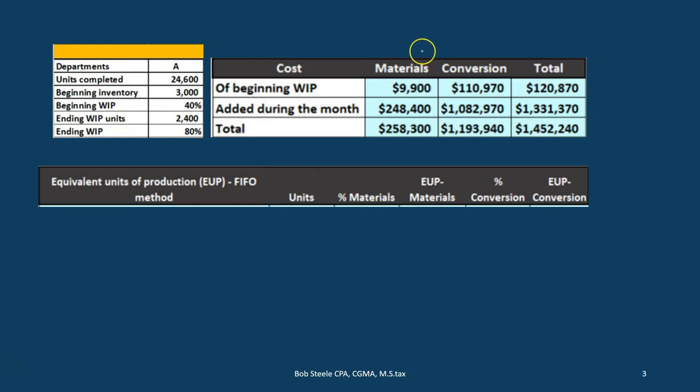So note what we have here in dollars. We actually kind of know the dollars here. Our goal here is to take these and then allocate the dollars to the proper department using kind of a ratio analysis. That's what the equivalent units will help us to do.